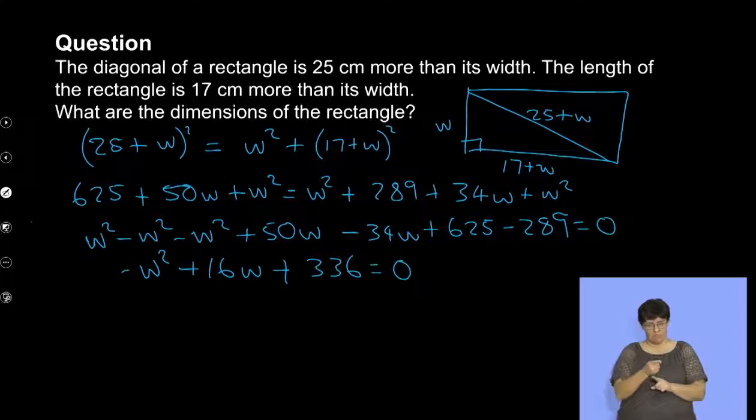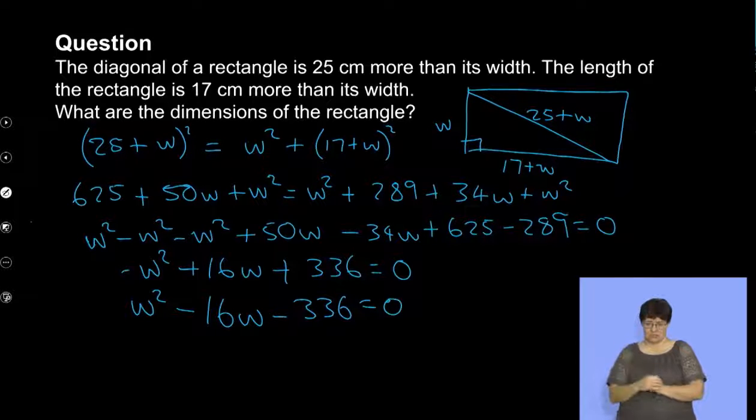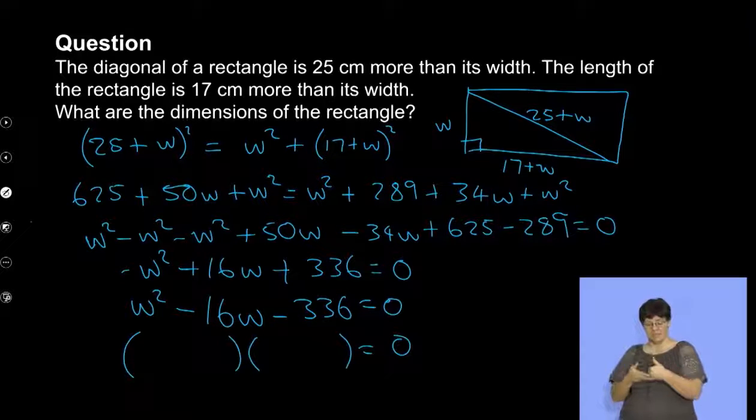And then from there you can then simplify this, right, by finding the factors. Now I'm just going to leave it here, but before I do that, let me quickly show you. This will be w squared minus 16w minus 336 equal to 0. And then you can then simplify this by opening two brackets, which will then assist you in finding all the dimensions for this particular problem.